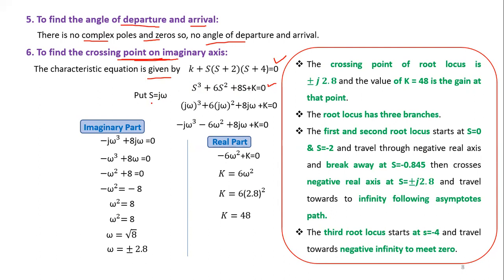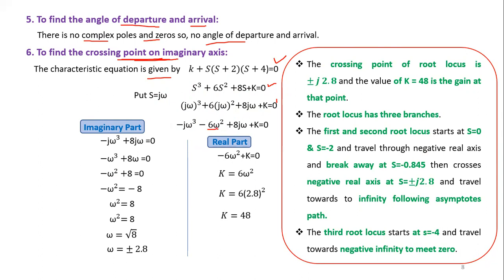Now we substitute S equals j omega in this equation: j omega whole cube plus 6 into j omega whole square plus 8 into j omega plus K equals 0. Now we simplify. j cube is j square into j, and j square is minus 1, so minus j omega cube. And j square is directly minus 1, so minus 6 omega square plus 8j omega plus K equals 0.